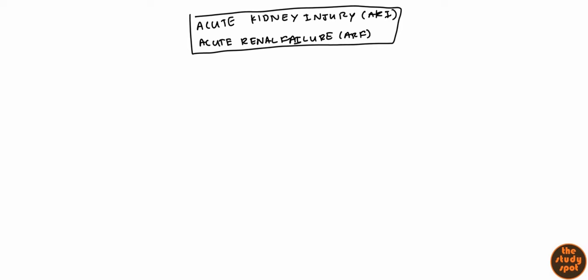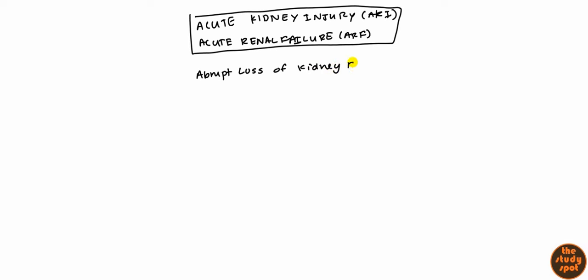Hello, thanks for stopping by today's video where we're going to be discussing acute kidney injury, also called acute renal failure, and we'll talk about the differences in a little bit. Let's just get started with the definition. Acute kidney injury and acute renal failure is defined as any sort of abrupt loss of kidney function.